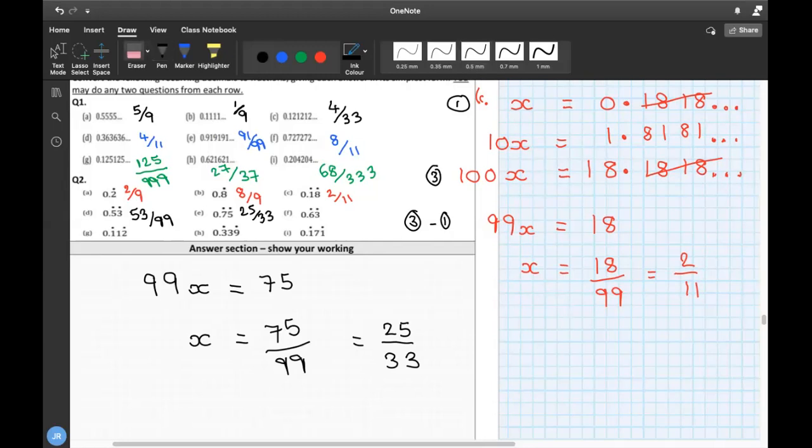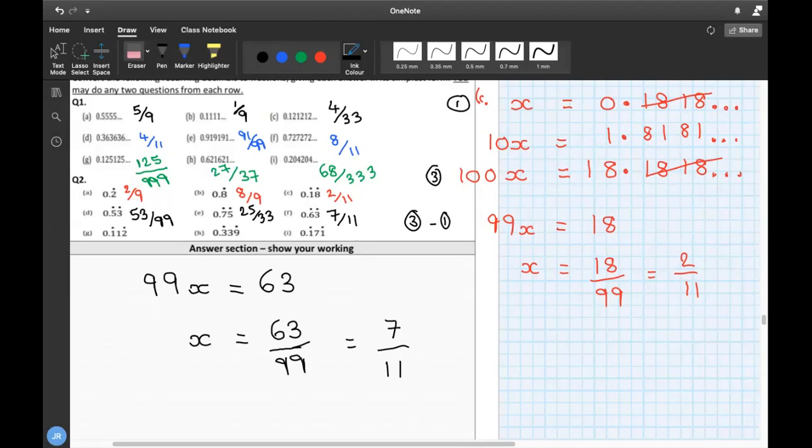Really similar thing here for 0.63 recurring. Because we've got 2 digits recurring straight away after the decimal point, we know that our fraction will be out of 99 initially. And 99x will be equal to 63. So 1x will be 63 over 99. Can we simplify that any further? Yes, we can. They're both in the 9 times table. That means we can divide them both by 9. 63 divided by 9 leaves you with 7. 99 divided by 9 leaves you with 11. So that one there is going to be 7/11.